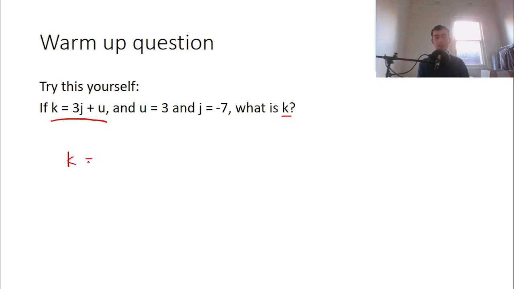So k equals 3. Now, what are we doing? We're just rewriting this equation. Every time we get up to something we need to substitute, we stop and substitute it. So we'll replace the j with -7. We're writing times -7 because 3j means 3 times j. Plus, and u is 3.